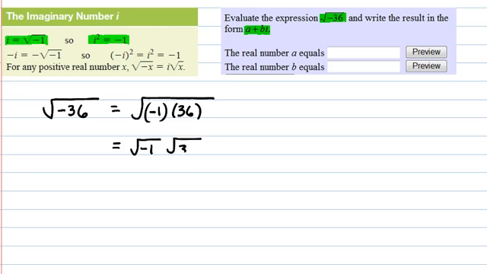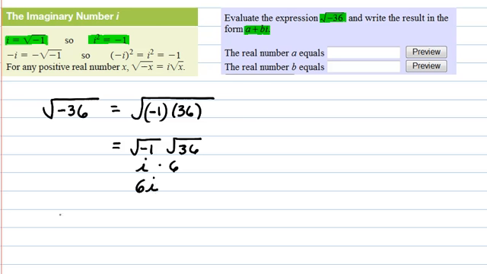So now we have the square root of negative 1, which is i, and the square root of 36, which is 6. Now normally we put the 6 first and then the i. So the solution is 6i.